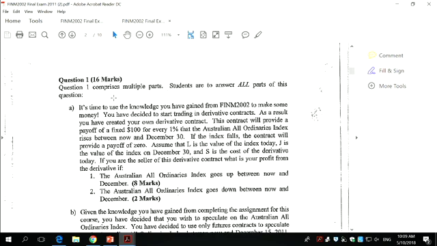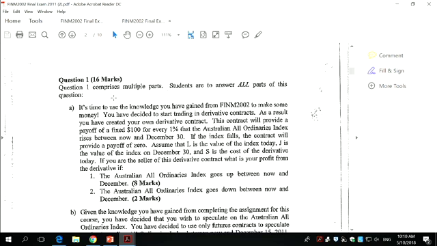So let's do part 2 first, because that's the easy one. What if the index goes down? What's your profit as the writer? Just S, the amount you've received. S is the amount that you've received. Okay, so let's do the harder part.